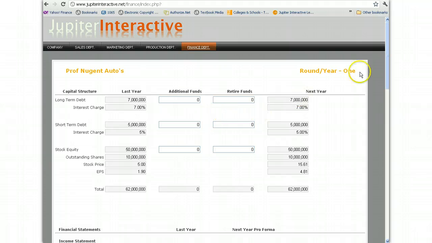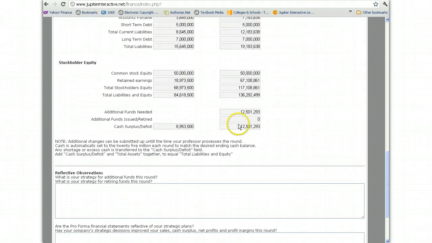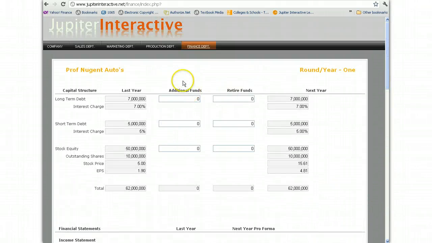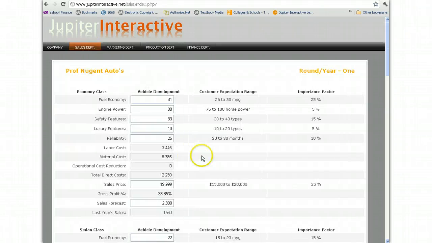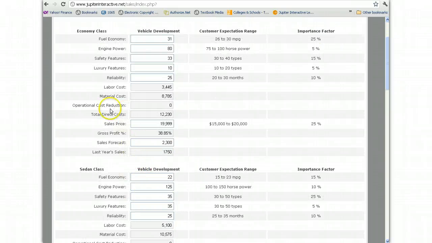First thing I'd want to do here on the finance page is go right to the bottom and see, okay, I have a $12 million deficit here. So I need to take care of that. So I could either go back to the sales department and say, all right, see where it says operational cost reductions? That's where that $300 will be there next round because of those investments I made in the production page. But it takes a year to get there.